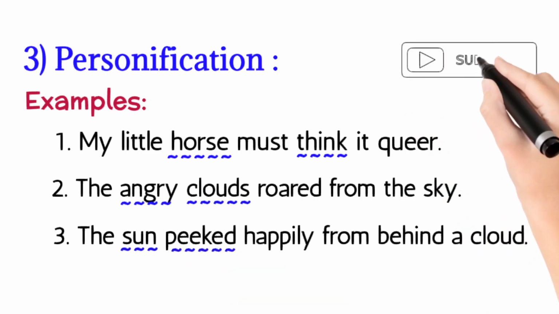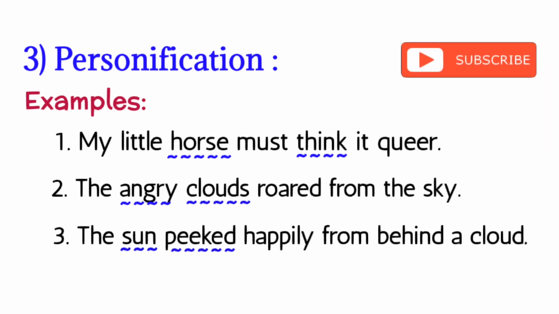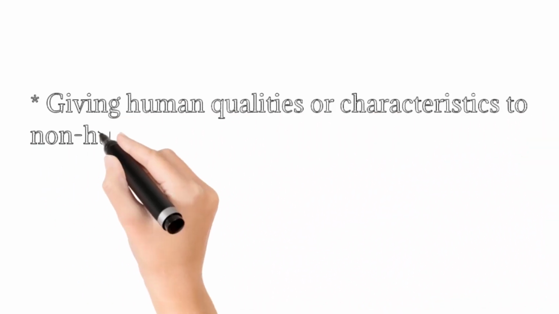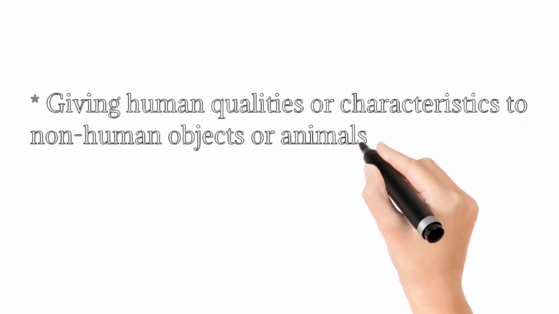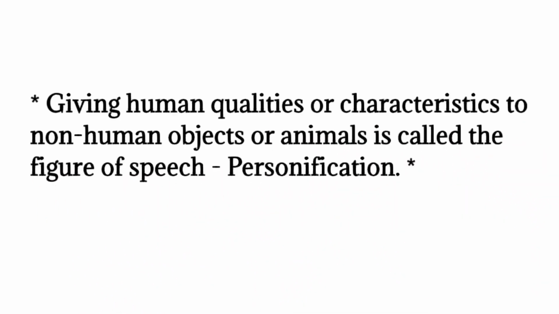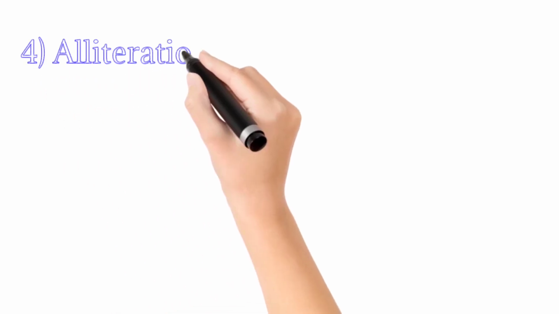Now, you must have understood what personification is. Let's define it then. Giving human quality or characteristics to non-human objects or animals is called the figure of speech personification. Now the next figure of speech is alliteration.